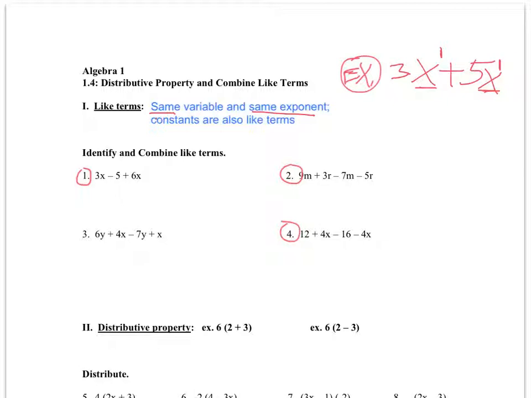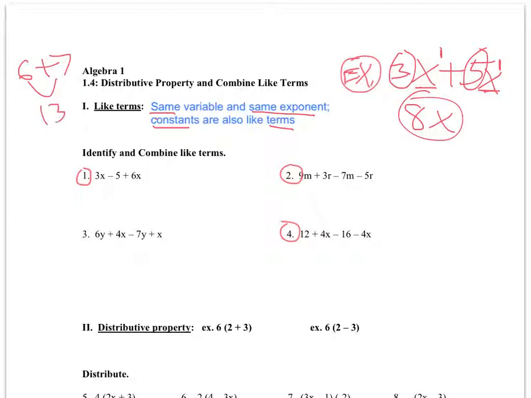So since they're the same, you can combine it. If you did 3x plus 5x, you could just add the coefficients. So 3 plus 5 is 8, and then you keep the x. That's kind of like the basis of what you're going to do for combining like terms. The other thing I have here, put this as well, constants are also like terms. Those are just numbers. Like if I had 6 plus 7. Well, obviously I know I can combine them, even though they don't have variables. 6 plus 7 is 13.